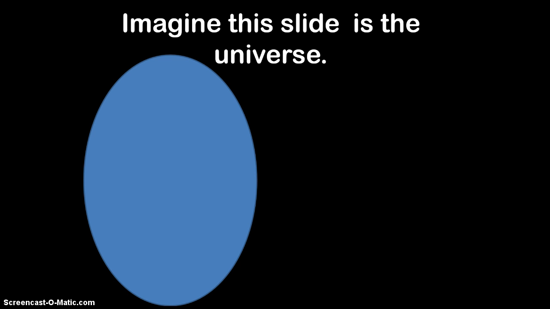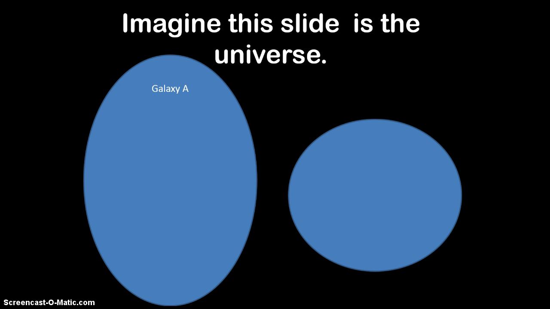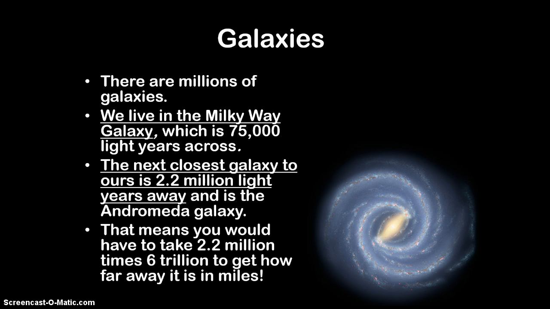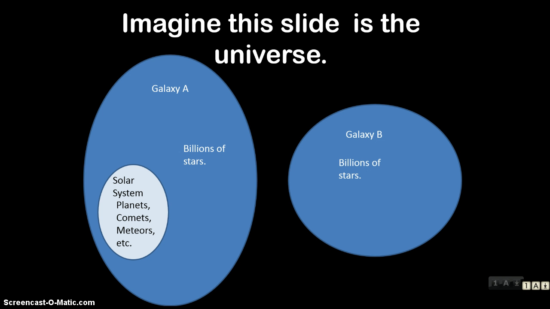Okay, so we kind of did this with our schema. So in this slide is the universe. You have galaxy, so the whole slide, the whole black space is the universe. You have galaxy A, you have galaxy B. Okay, so you'll notice that these kind of have a circular path, but there's empty space in here. Okay, so you have billions of stars in galaxy A and billions of stars in galaxy B. Okay, so your solar system has planets, comets, meteors, stuff like that.